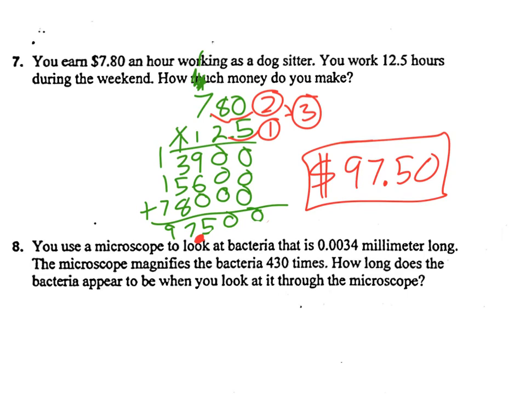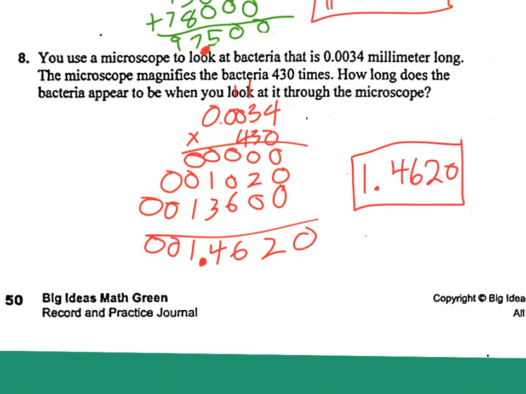That one's a little bit harder because they have some zeros there, but you can give this one a try and see if you get the right answer. All right, so you should have got 1 and 4,620 10,000ths as your answer. That means that bacteria got bigger by that much. So anyway, this multiplication of decimals pretty much follows the same steps over and over again.